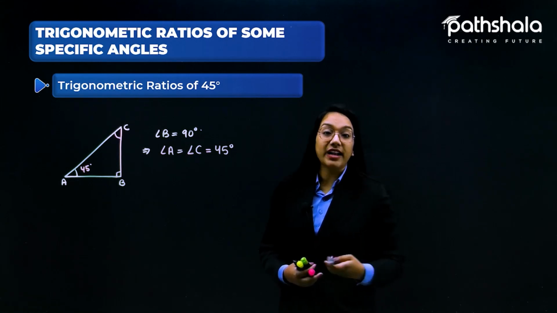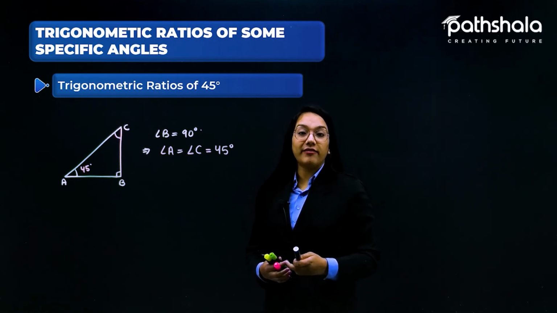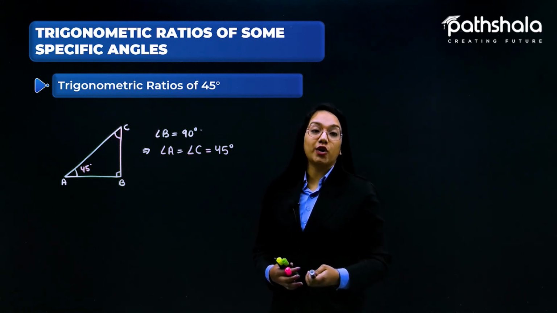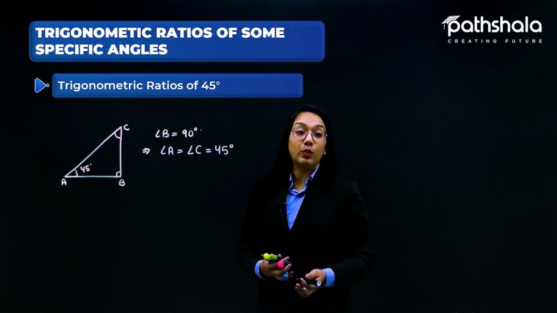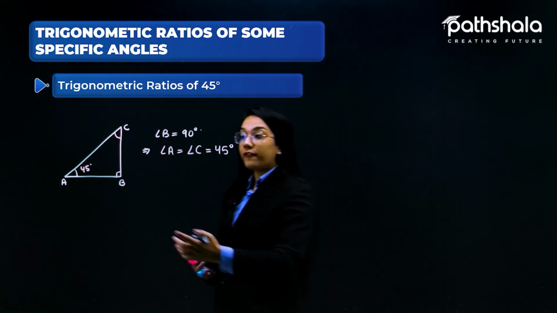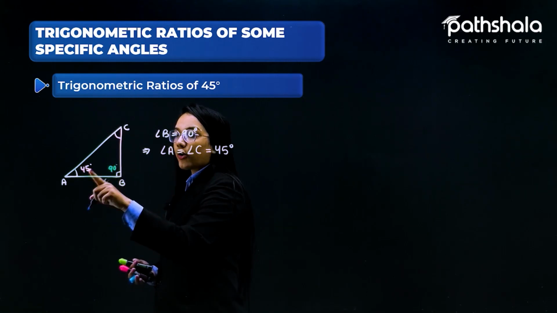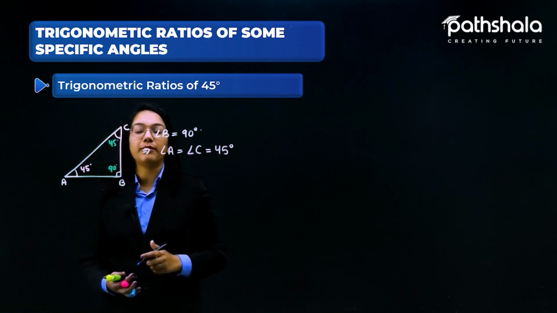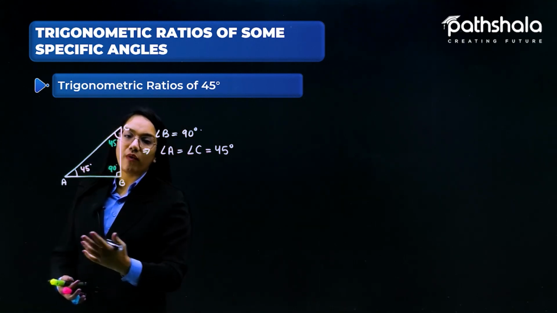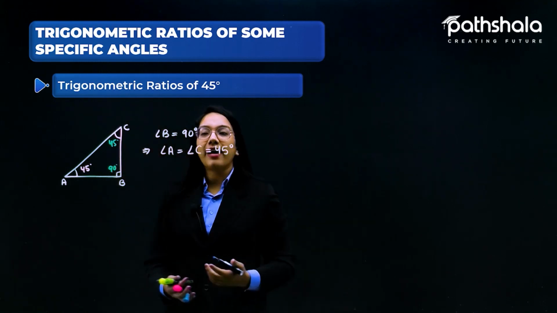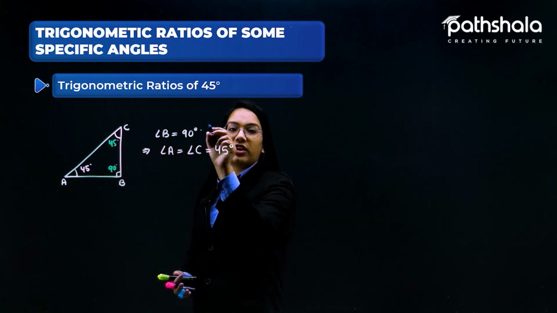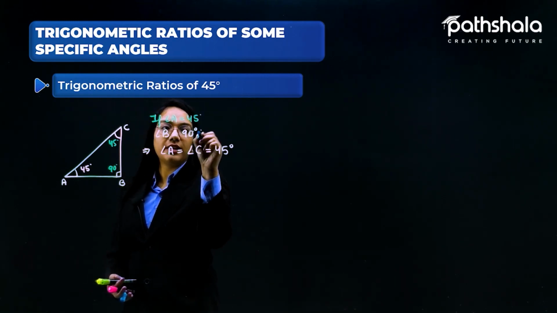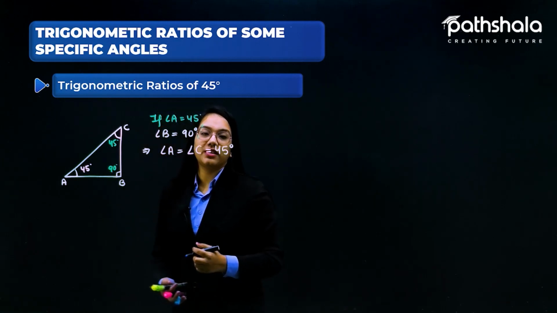If we are taking the angle A as 45 degree, then angle C should also be 45 degree, because by the angle sum property of a triangle, the sum of all the angles should be equal to 180 degree. So if this angle is 90 degree and this angle is 45 degree, then this angle should also be 45 degree, so that the sum is 180 degree. Hence, if angle A is 45 degree and angle B is 90 degree, it implies angle A is equal to angle C, which is equal to 45 degree.